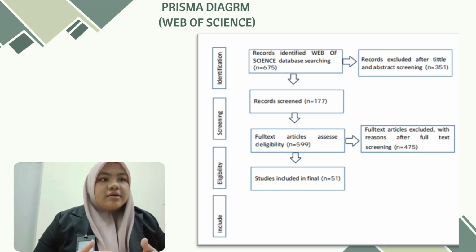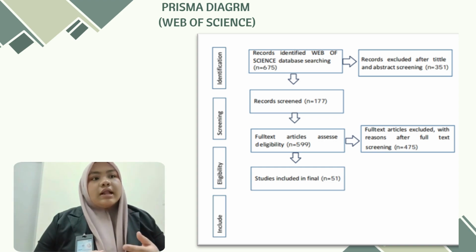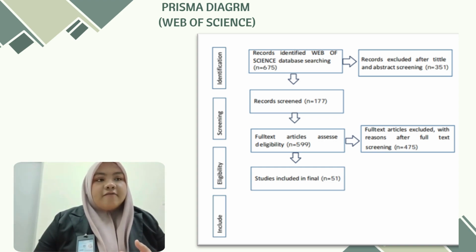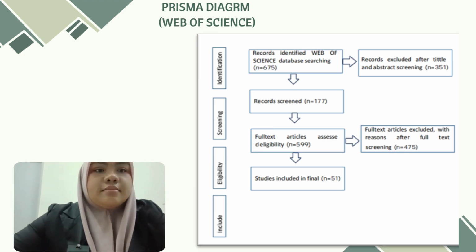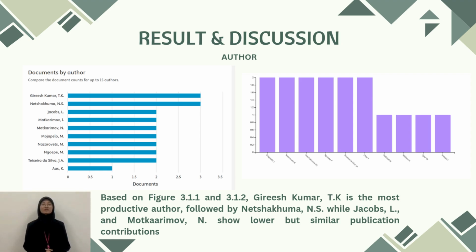The summary of the result is 475 documents. Moreover, we also refine the language, like English language. So the result is 599 collection from the Web of Science. After all of researching, the result is 51 document collection from the Web of Science. Next, we move on to the discussions and analyze result.